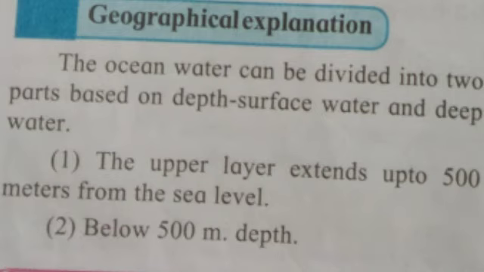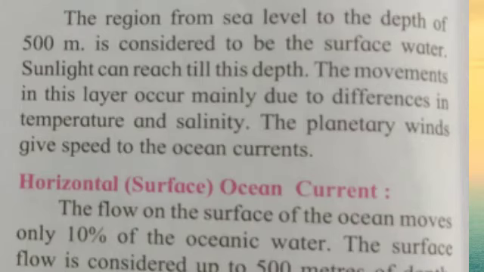Geographical explanation. The ocean water can be divided into two parts based on depth: surface water and deep water. Surface water, or the upper layer, extends up to 500 meters from the sea level, and below 500 meter depth there is deep water. The region from sea level to the depth of 500 meters is considered to be the surface water. Sunlight can reach till this depth.